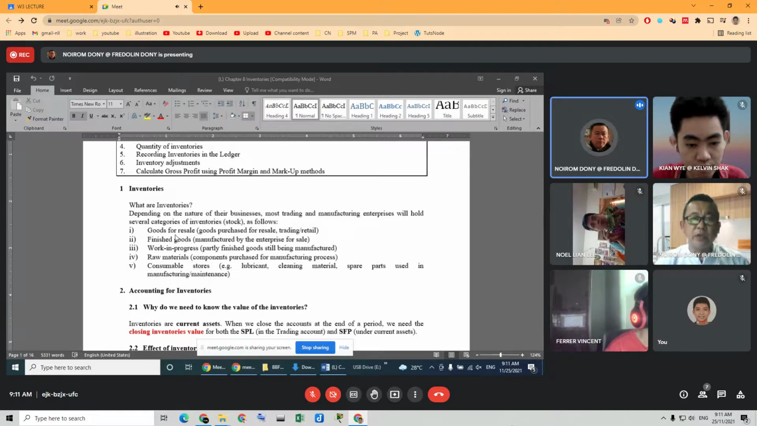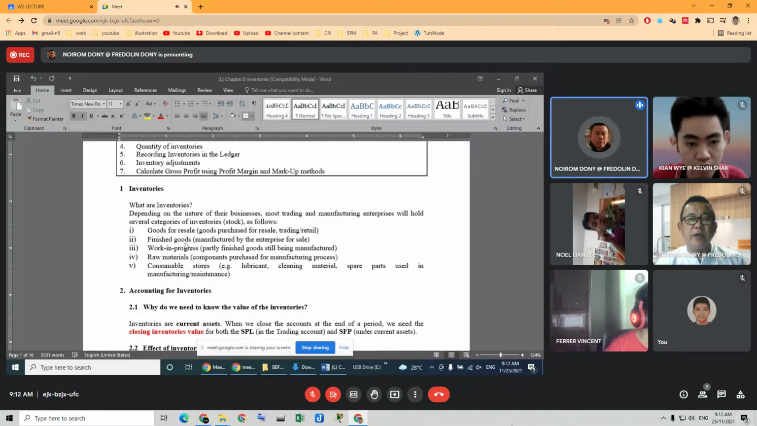So this is good for resale. And then finished good is the same thing, good for resale, but this finished good is where the company or the business entity are in the manufacturing industry, where they buy the raw material, they process the raw material, and it becomes finished good.